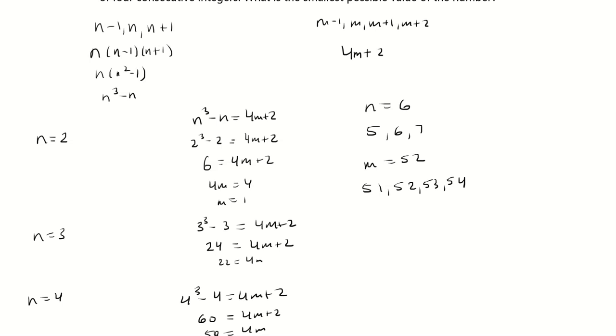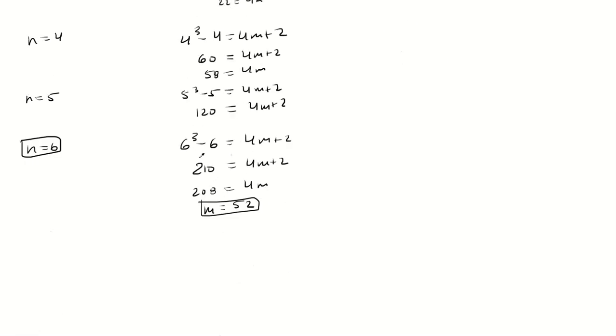So now the question is, what is the smallest number that is both the product of three consecutive numbers and the sum of four consecutive numbers? Well, for that, you could just plug in either n equals 6 or m equals 52. So let's plug it in. n equals 6. That's 6 cubed minus 6. That's going to be 210, which is actually the number that we had over here. So to answer the question, the final answer is going to be 210.